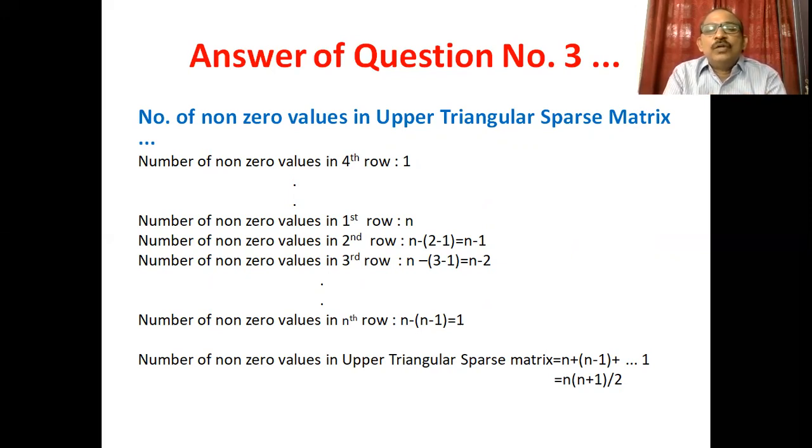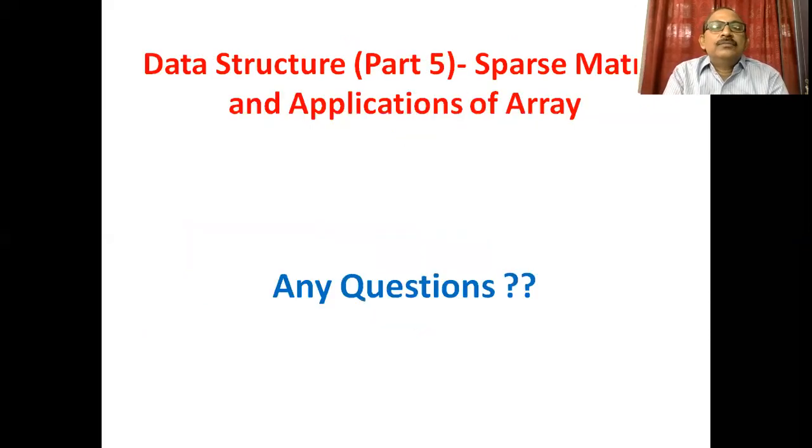So the number of non-zero values in the second row is equal to n minus 1. Next row n minus 2, and the number of non-zero values in the nth row must be equal to 1. Thus we can compute the total number of non-zero elements in the upper triangular matrix, which will be equal to n plus n minus 1 plus n minus 2 down to 1, that is equal to n into n plus 1 by 2.